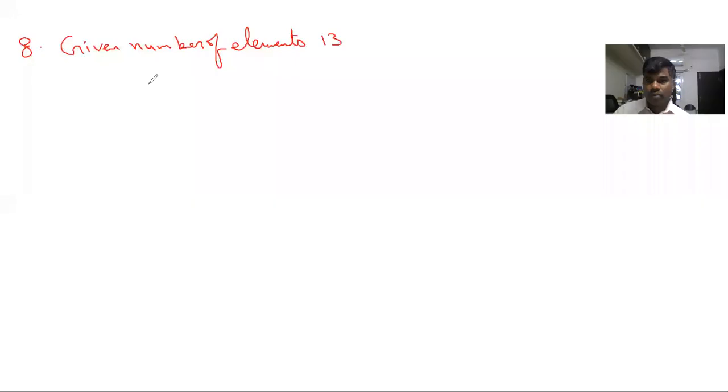So they're given the number of elements of a matrix is 13. So the possible orders are 1 by 13 or 13 by 1, because these are the only possible ways of writing 13 as a product of factors. So 1 by 13 or 13 by 1. So that's option 1. Strike it.